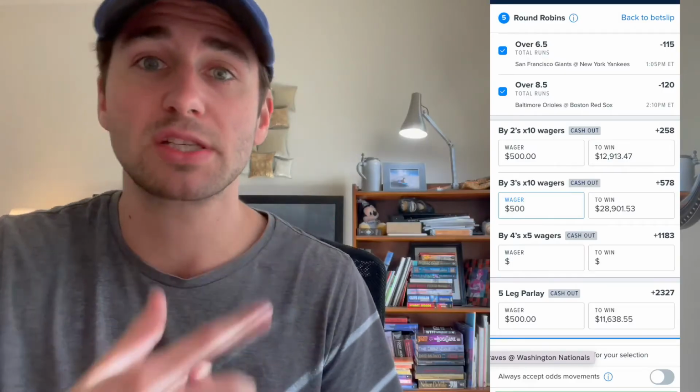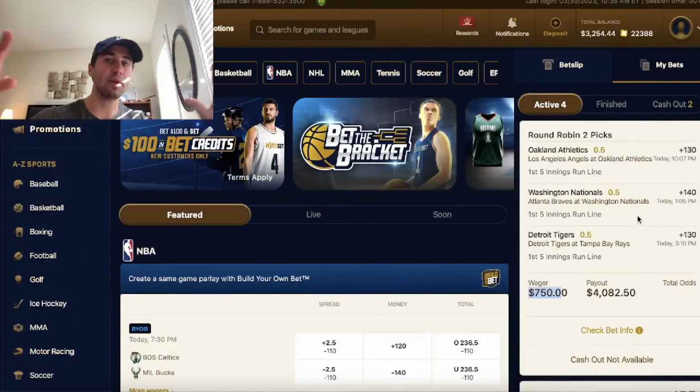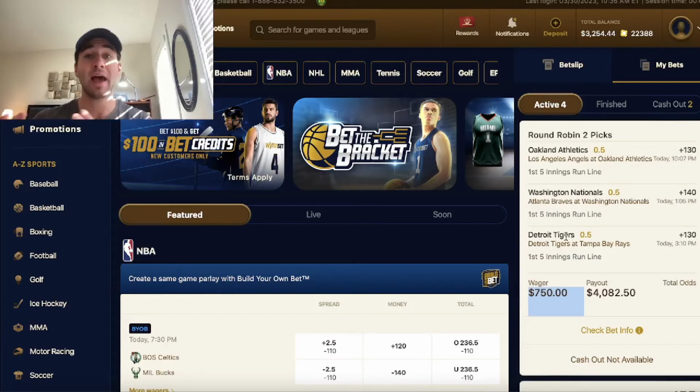So I'm going to flip over to my screen, show you how to make money betting on round robins, and then we'll be good. So here you can see a 3-pick round robin I'm on for today. Athletics, Nationals, Tigers, first half run line. Total wager is 750. So each 2-leg parlay, A's, Nationals, A's, Tigers, Nationals, Tigers, has a bet size of $250. So I just have 3 $250 parlays, right?